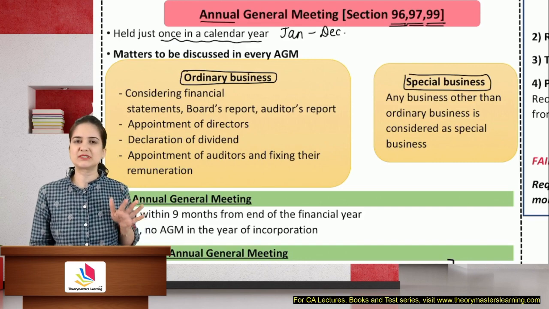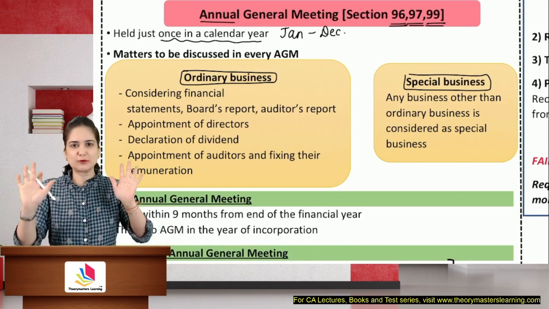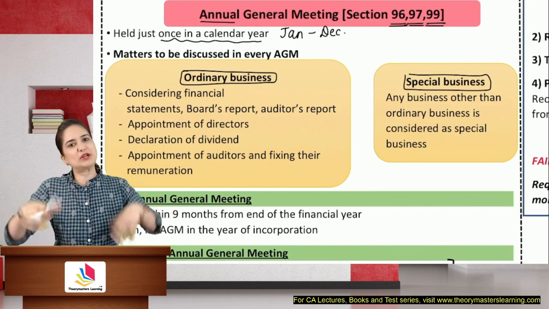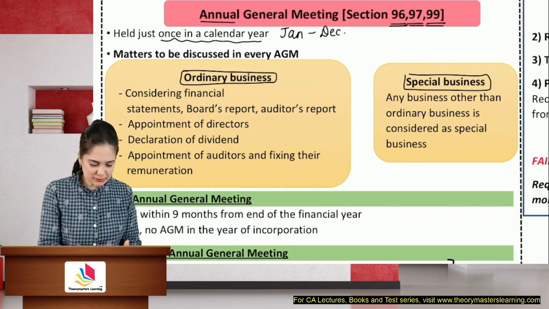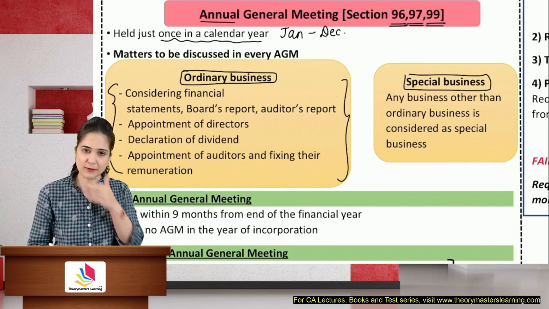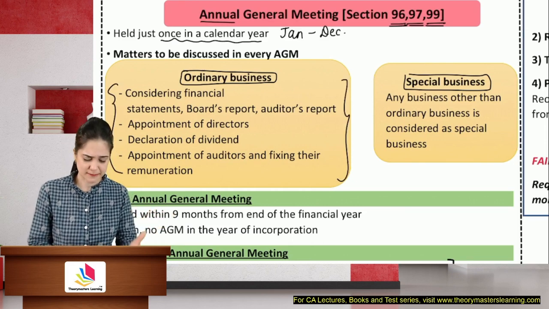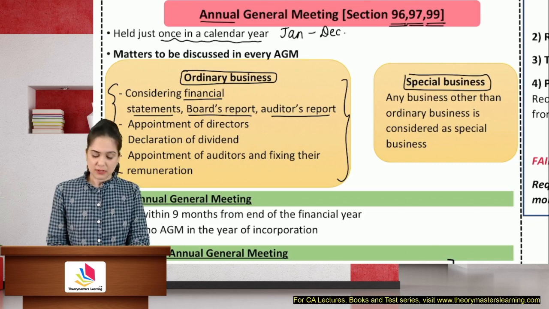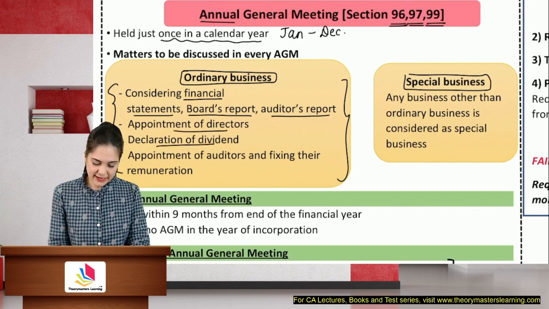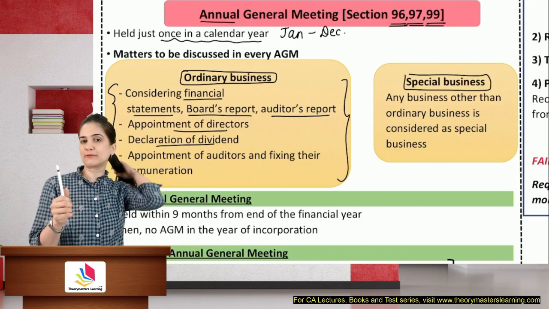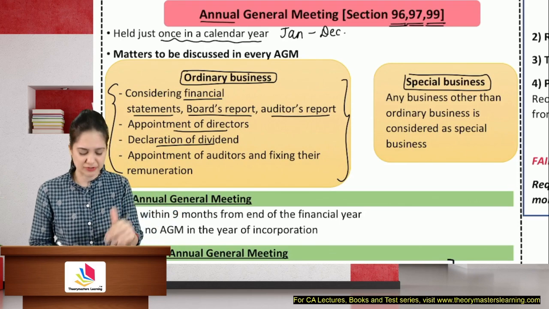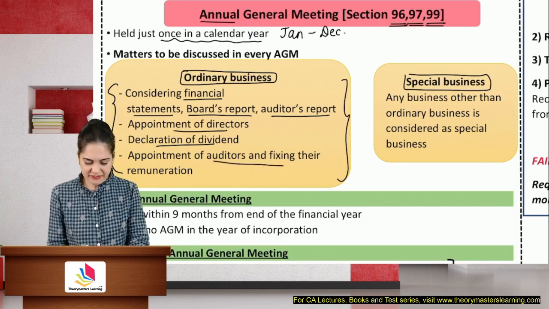Ordinary business means a business which is discussed in every annual general meeting of the company, or you can also say that it is discussed in the annual general meeting of any company. These are the businesses which are generally discussed in the annual general meeting. They are known as ordinary businesses. We will consider the financial statements, the board's report, auditor's report, appointment of directors, declaration of dividend. It is proposed by the board of directors in the board's report. It is declared by the members in the annual general meeting. Appointment of auditors and fixing their remuneration.